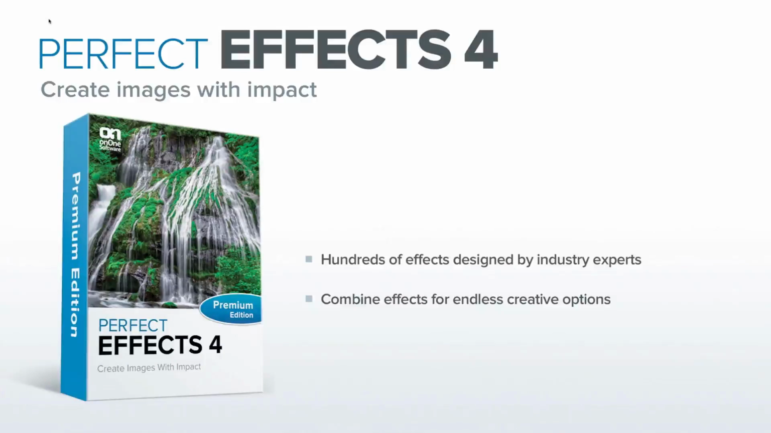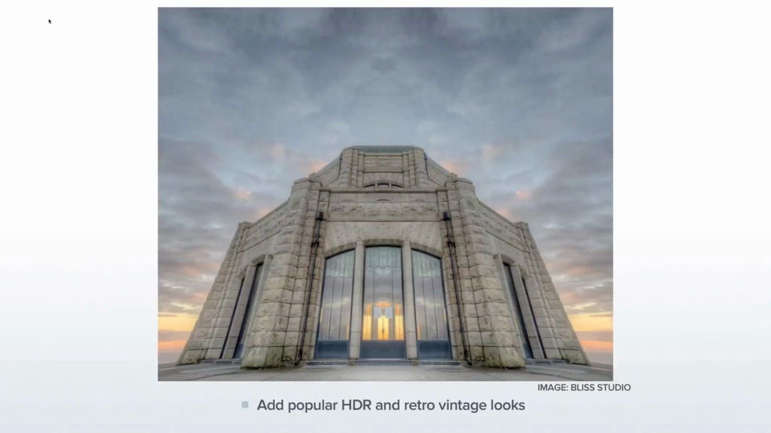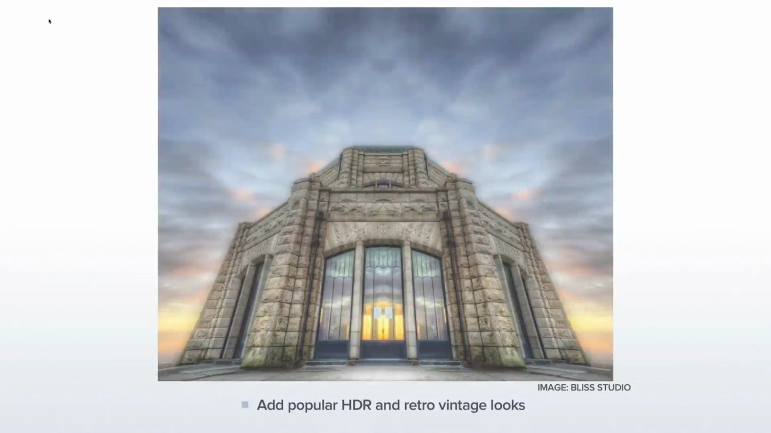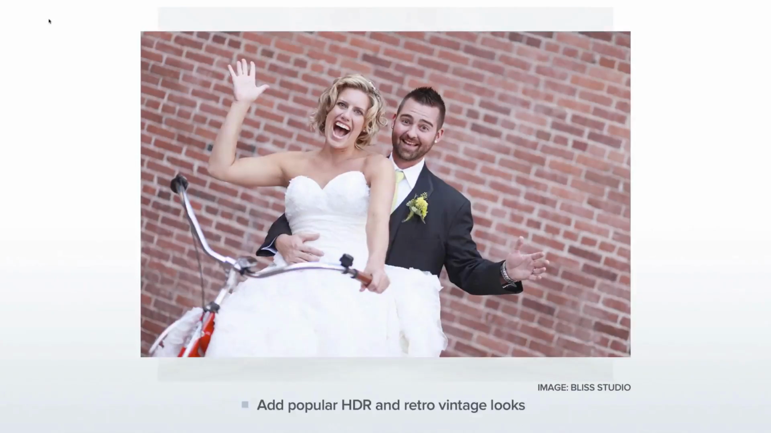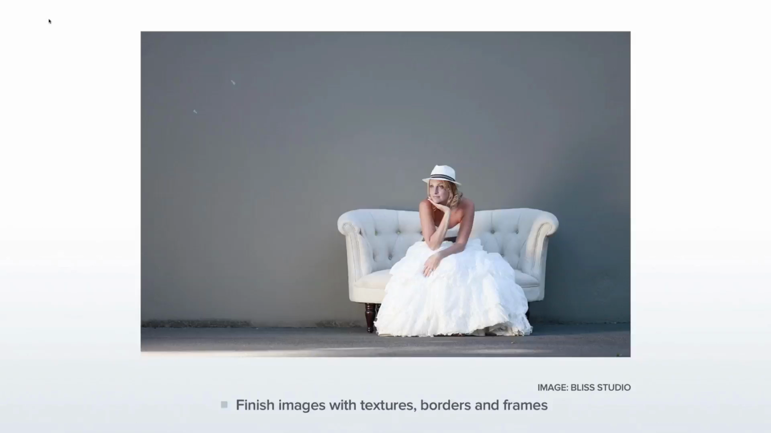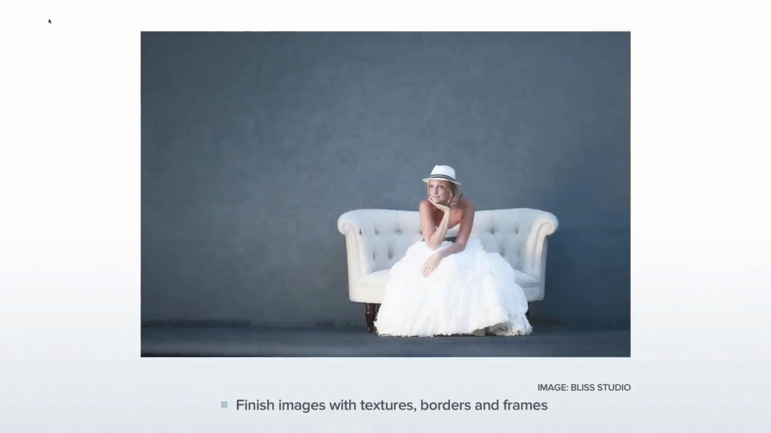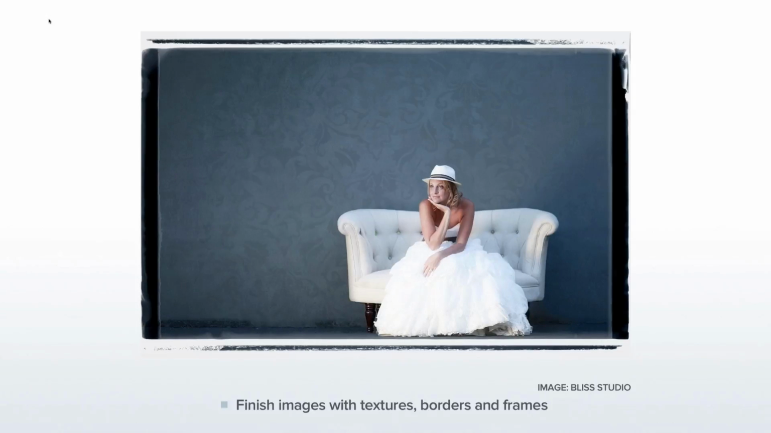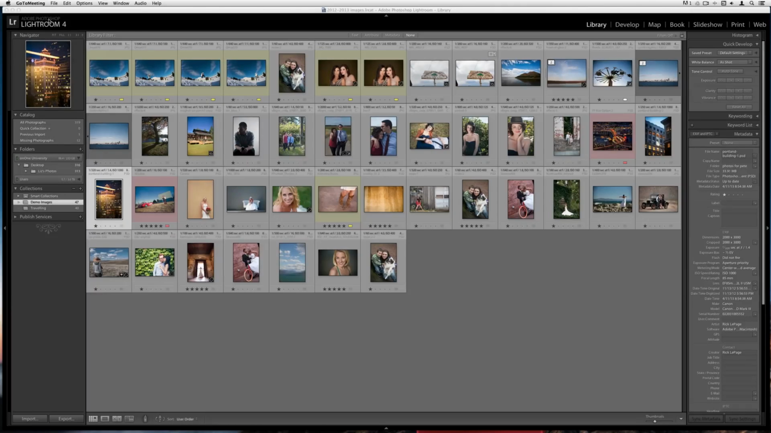The first one is going to be Perfect Effects 4. It allows you to stylize your images with a whole bunch of beautiful, professionally created effects. You can add popular things like HDR stylings to your images, and you can add really cool retro effects. You can even finish your images off with things like textures, borders, and frames, and you can combine multiple effects together to create some pretty amazing possibilities. So I'm going to jump right into Lightroom, and I'm going to show you how this works.